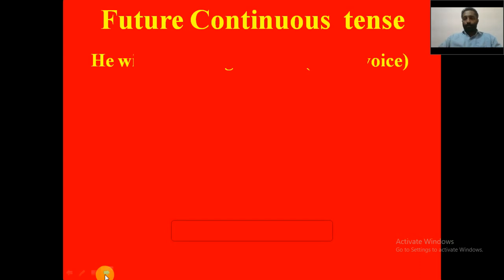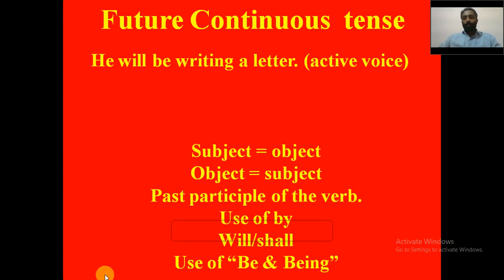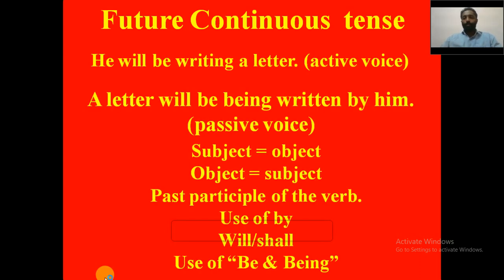Now moving on to the next one, we have future continuous tense. He will be writing a letter, that is in active voice. Now what are the changes that will happen? A letter will be being written by him, that is in passive voice. Now what are the changes? Subject becomes the object, he becomes him. A letter, which is the object in the active voice, has become subject in the passive voice.